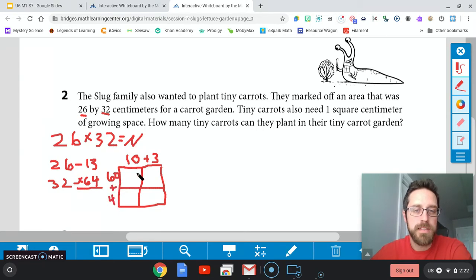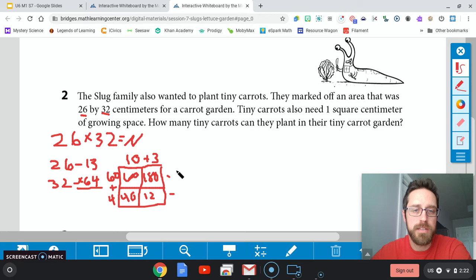And then if I think 60 times 10, well, 6 times 1 is 6, 2 zeros, that'd be 600. 6 times 3 is 18 with a 0, so that'd be 180. 4 times 10 is 40. And then 4 times 3 is 12. So now I have to add all those together.